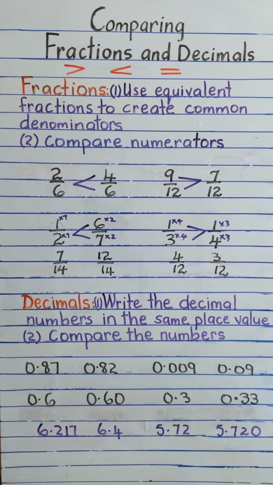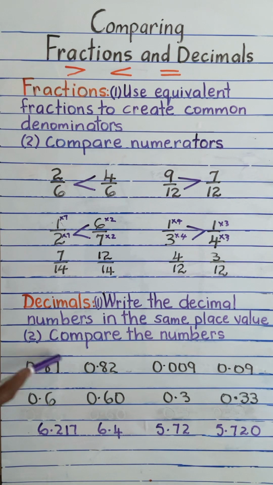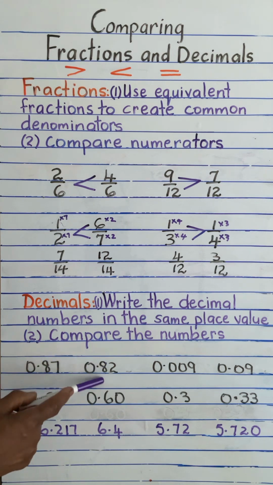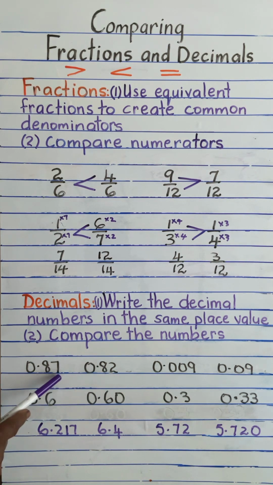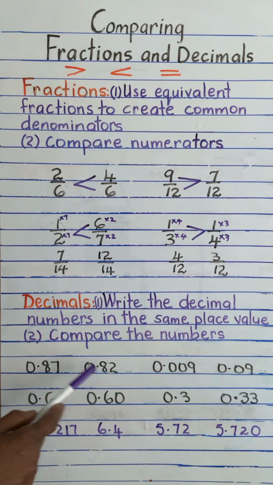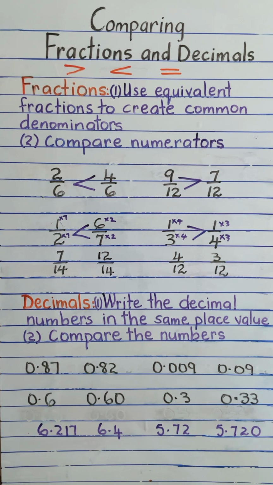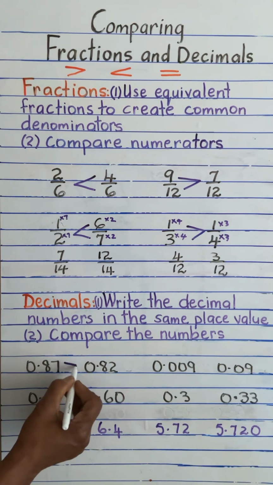So let's look at the first one. 0.87 and 0.82. So we look at the first number. We cannot compare because they're the same. We look at the hundredths. We have 7 hundredths and 2 hundredths. 7 is greater than 2. So therefore, 0.87 is greater than 0.82. So put our greater than symbol right here.